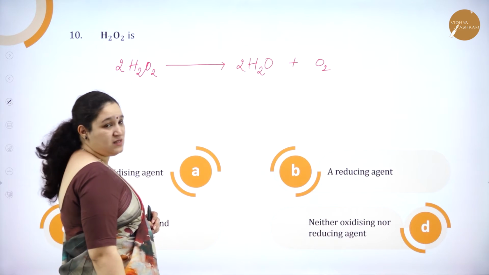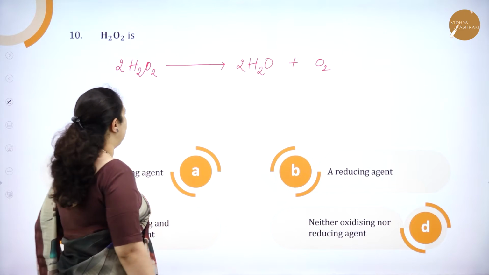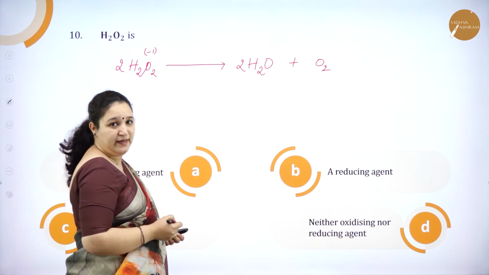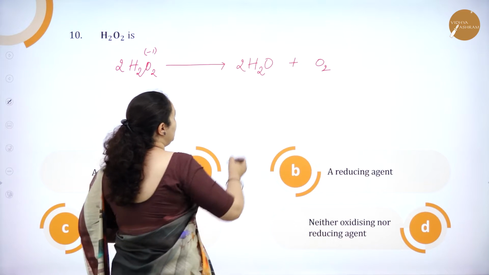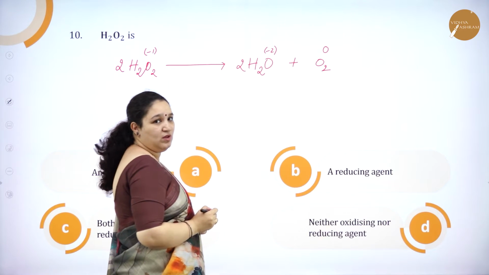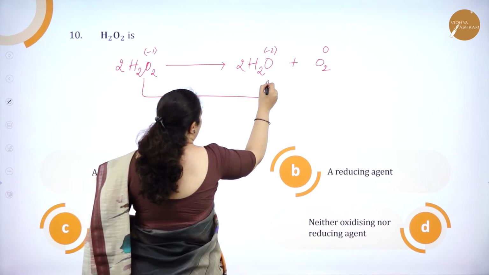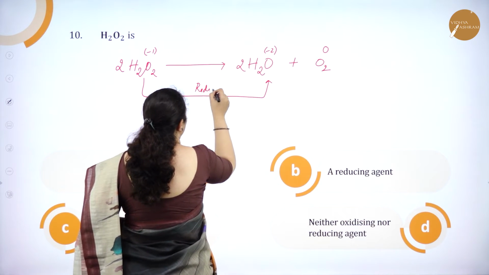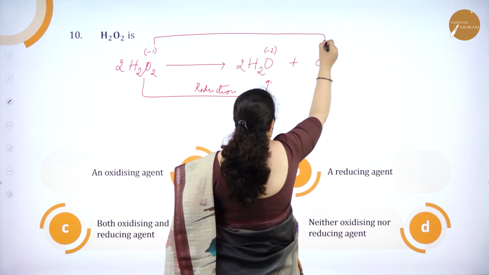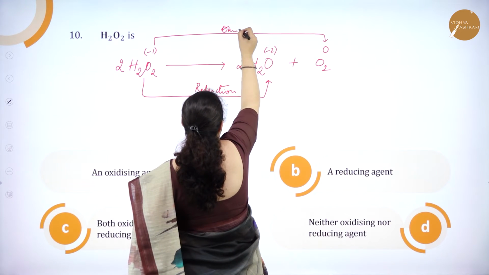Now it is a balanced chemical equation. What is the oxidation state of oxygen in peroxide? In peroxide it is -1, correct? Whereas in water it is -2 and in oxygen it is 0. So what is happening if you see, oxygen here is undergoing reduction and here it is undergoing oxidation. There is an increase in oxidation number, so it is oxidation.